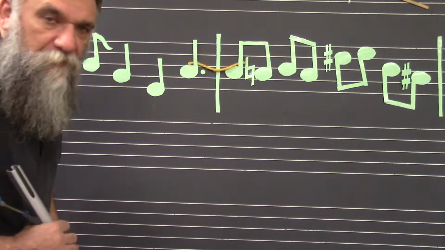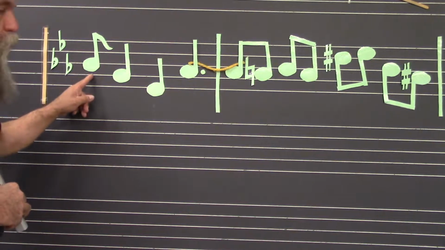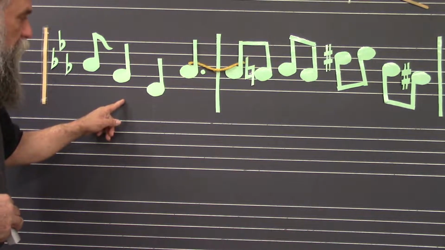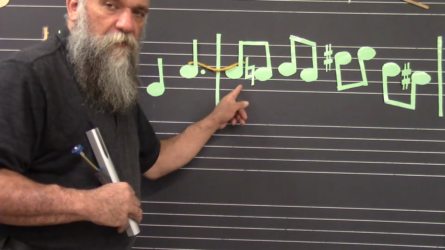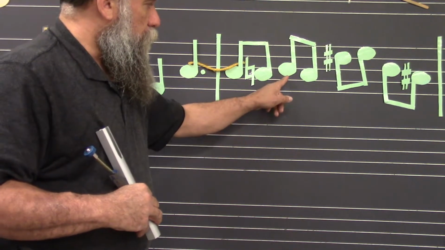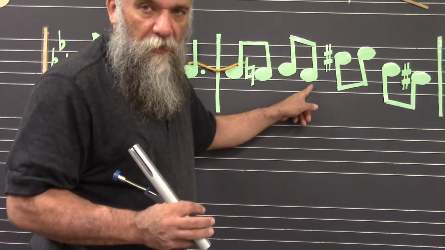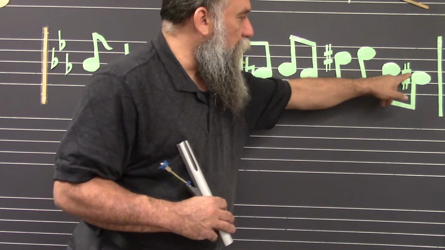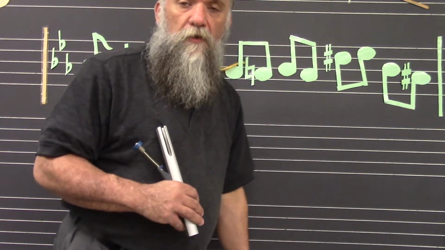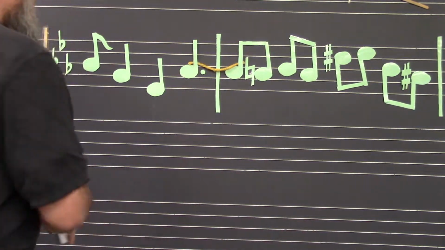And just for fun, let's say the letters. B flat, G, E flat, A flat tied to an A flat, A natural, B flat, A or A natural, D sharp, E flat, B flat, A sharp, which is enharmonic to B flat.